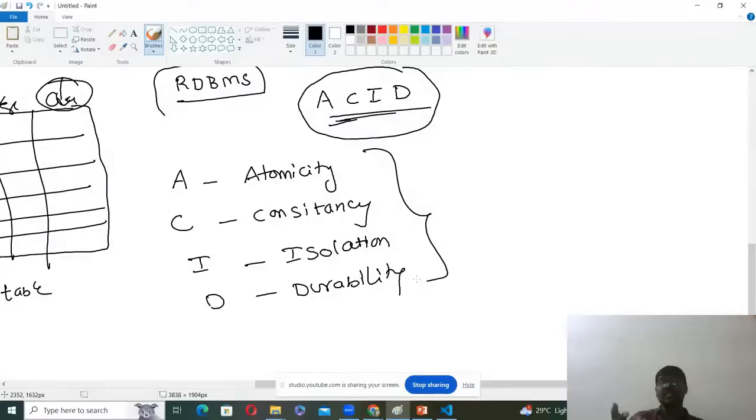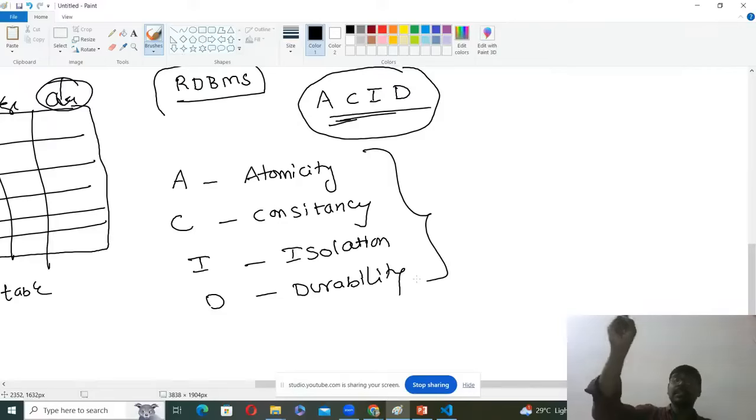Consistency means standards. That means before and after the transaction you need to maintain stability. For example, I have 1,000 rupees in my account. After a debit of 500, my account becomes 500 only. 500 is withdrawn.